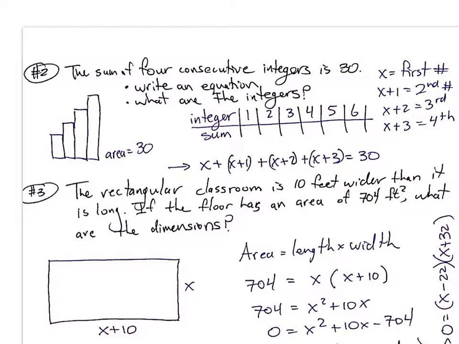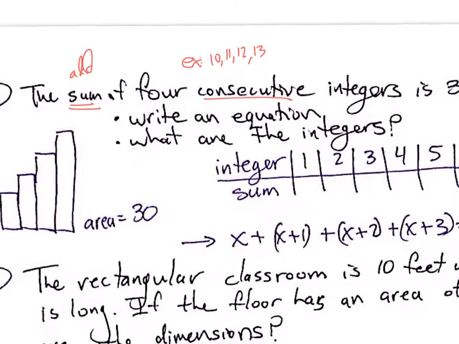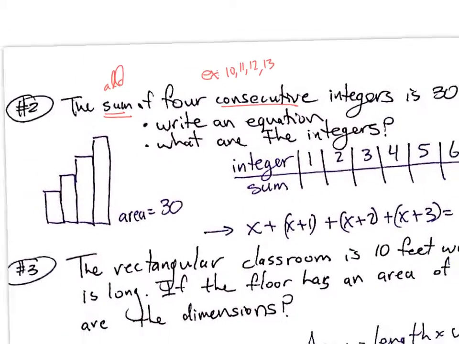Okay, so the question says the sum of 4 consecutive integers is 30. So we have a couple of vocab words in there. We have sum, meaning we're adding, and consecutive, meaning one after the other. For example, 10, 11, 12, 13. Example. So consecutive, one right after the other. So we're supposed to write an equation and find what the integers are.